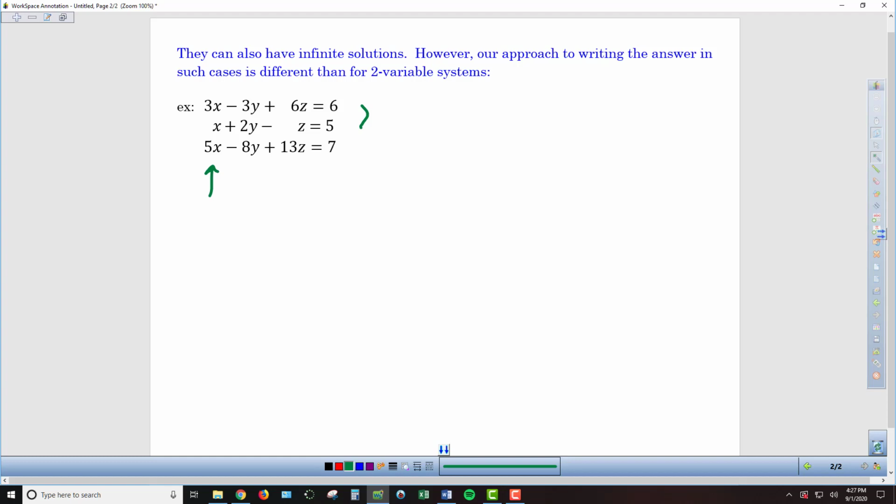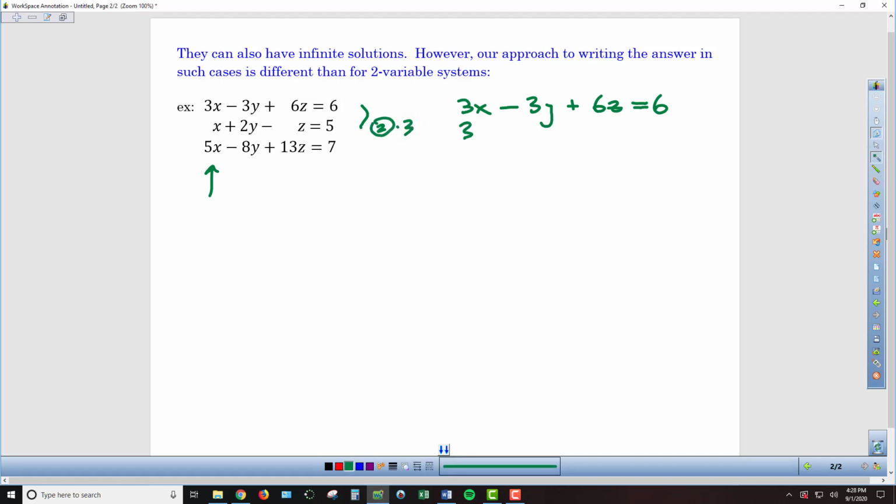So I'm going to be able to just copy the top equation, but I'm going to have to multiply the bottom equation by 3. So I'm going to go ahead and do that. The top equation is 3x minus 3y plus 6z equals 6. And then for this one, I'm going to have to multiply the second equation times 3.